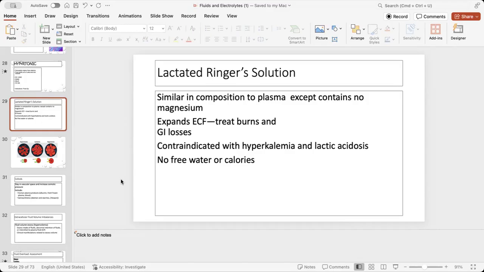Watching your lab values also with this, right? Because I'm also giving calcium, I'm giving potassium. Okay, so make sure that those don't become too high.